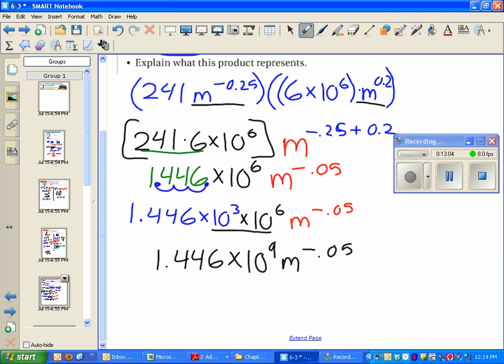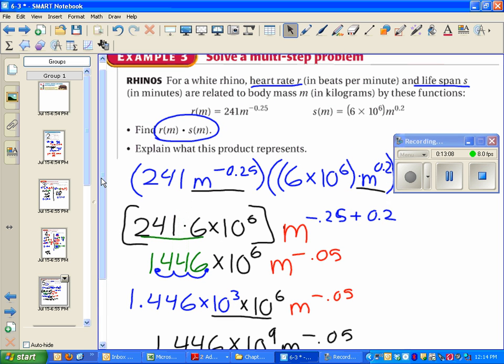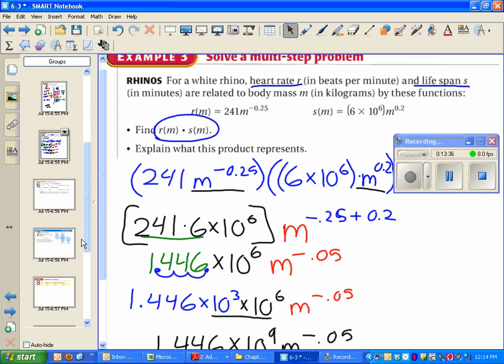Okay, well, we multiplied R and S. If you remember, R was the heart rate, and S is the lifespan. R was the heart rate per minute. Lifespan S was in minutes. So when we multiply the heart rate by the lifespan, it gives the total number of heartbeats over its entire lifetime. So just in case you wanted to know the total heartbeats of a white rhino, now you do. So you can rest easy tonight.